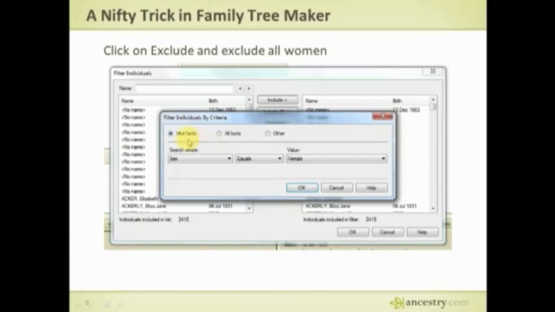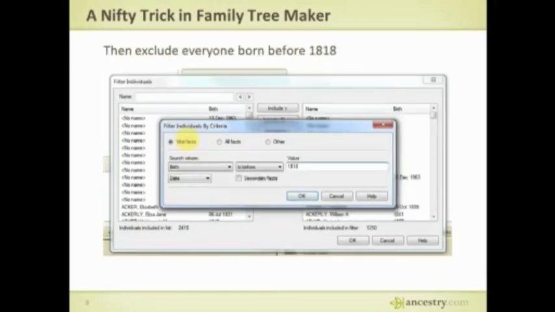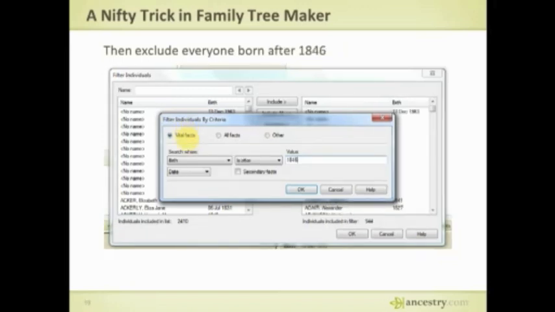And then I want to filter on Vital Facts. First, I want to filter out everyone who's female. Again, there were some females who fought in the Civil War or other wars, not that common. Then I'm going to filter out people who were born before 1818 and people who were born after 1846. Of course, there may be other people, but this gives me a list to start with.